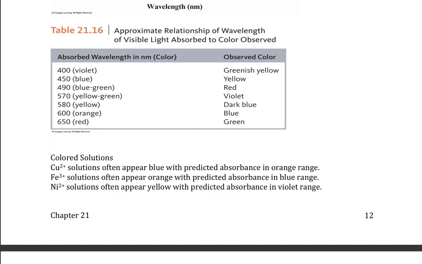Colored solutions: Copper 2+ solutions also often appear blue with a predicted absorbance in the orange range. Fe 3+ solutions often appear orange with predicted absorbance in the blue region. Nickel 2+ solutions often appear yellow with predicted absorbance in the violet range, and so on.